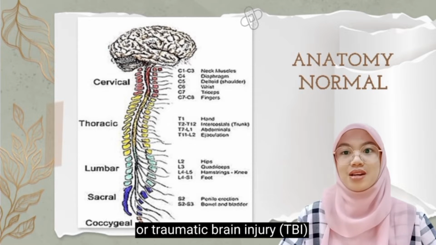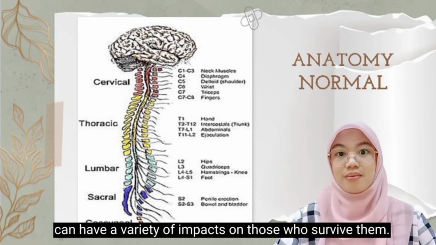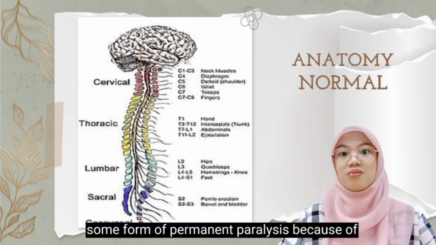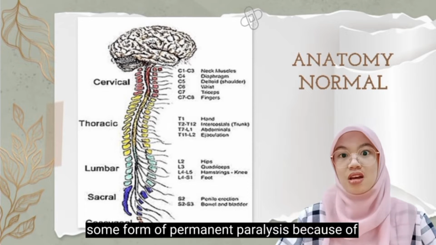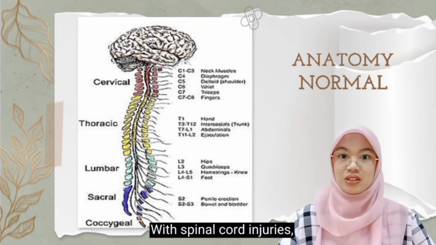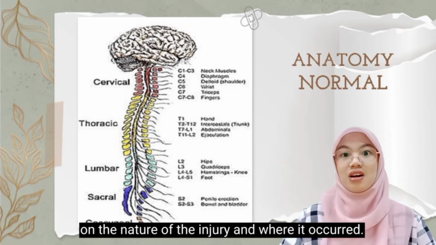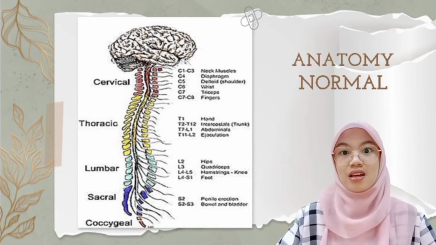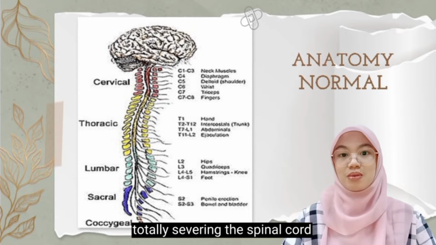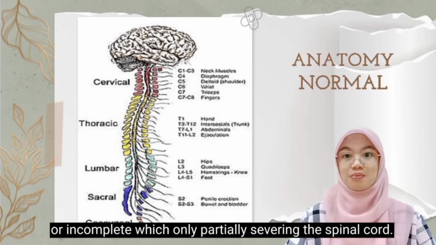Before I talk about the anatomy of the spinal cord, I would like to share that severe spinal cord or traumatic brain injury can have a variety of impacts on those who survive them. A common issue for these survivors is suffering some form of permanent paralysis because of the damage caused by the injury. With spinal cord injury, the type of paralysis suffered can vary depending on the nature of the injury and where it occurred. Spinal cord injury can be complete, which means totally severing the spinal cord, or incomplete, which only partially severs the spinal cord.